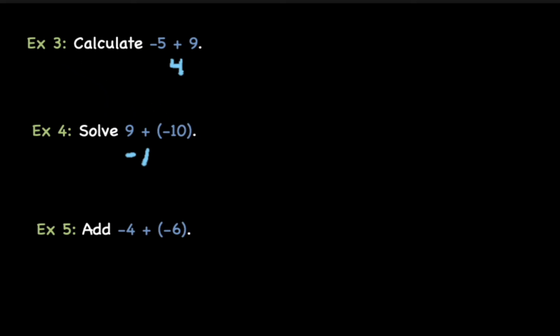So what about the next example? For example 5, we're told to add negative 4 plus negative 6. So remember, we have two negative numbers, so we're going to have a negative sign on the answer. Anytime you're adding two negatives together, you're going to get a negative number. So this is negative 10.